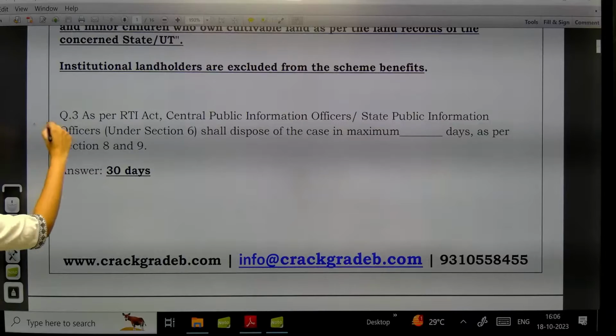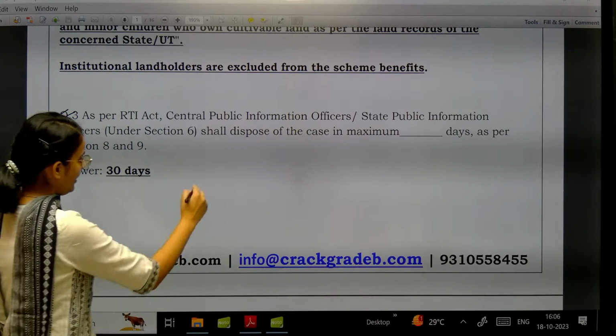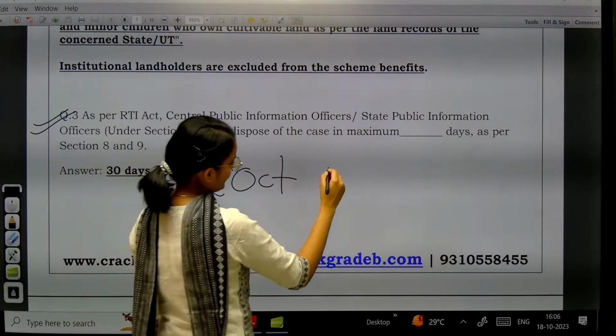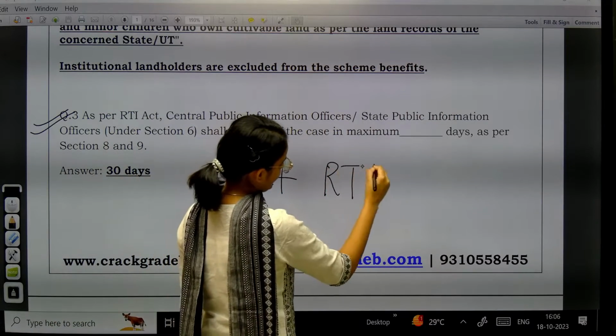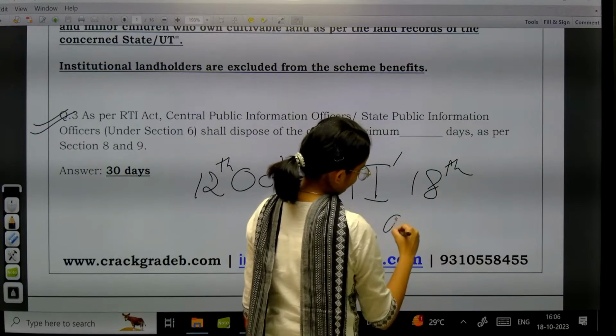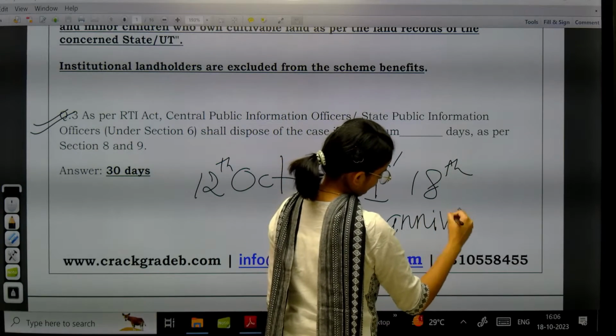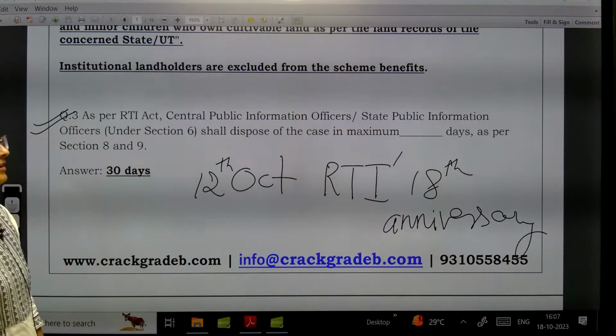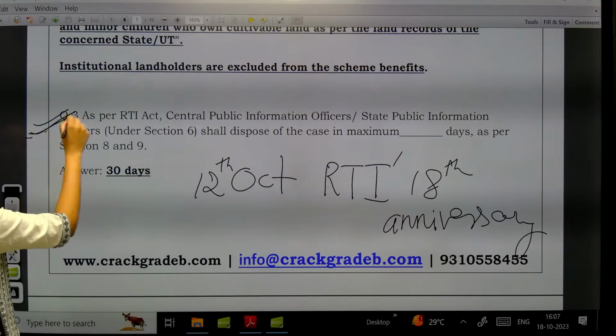Now this question was there. Why? On 12th October, RTI's 18th anniversary was there, given in PIB. That's why this question was asked.